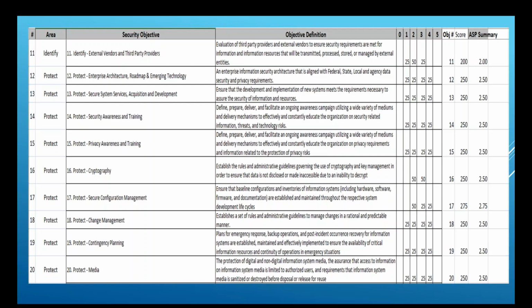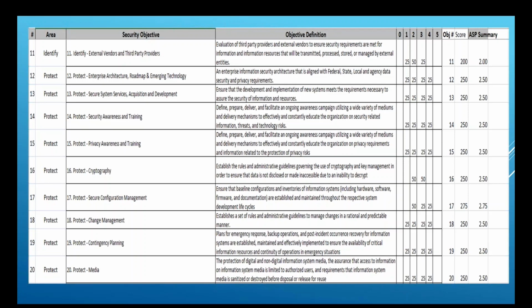So we want to make sure that we have a change management policy and procedures in place so that we can monitor and review those changes and be able to roll back in case something doesn't work properly. So in this case, for change management, I scored us for this example with a 25% level 1, 25% level 2, 25% level 3, and 25% in level 4.